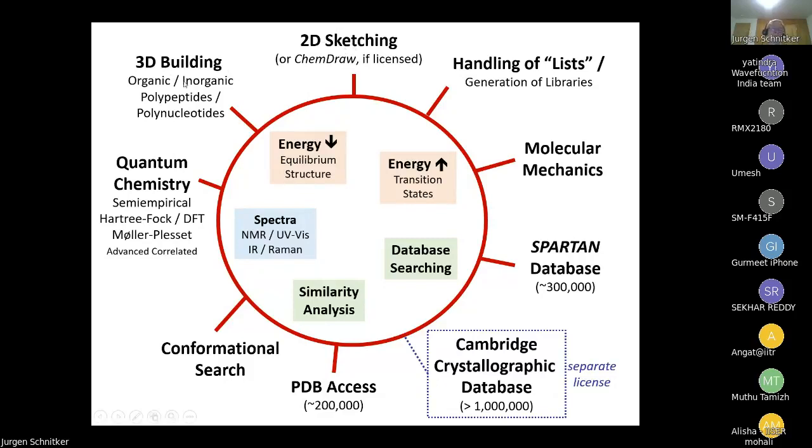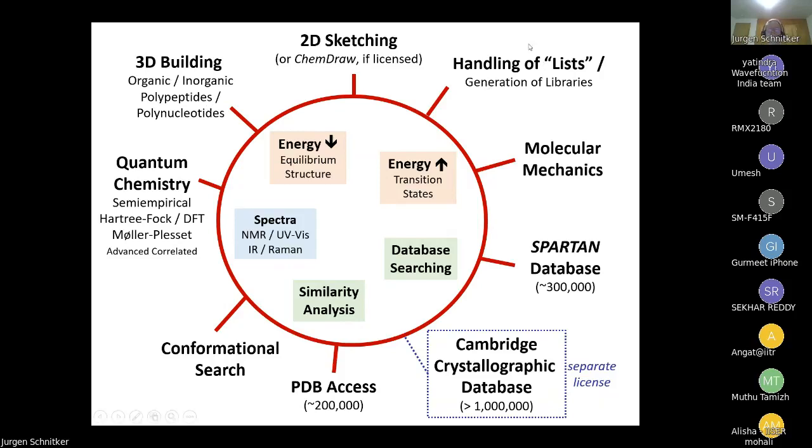3D building, which I will show, is the traditional equivalent of a plastic model kit. We have powerful builders there for organic and inorganic molecules, also for polypeptides and polynucleotides. It stops short of proteins and long nucleic acids. Keep in mind, you won't be able to do quantum chemistry or large-scale conformational sampling on something that has 1,000 amino acids in it. It's just not possible.